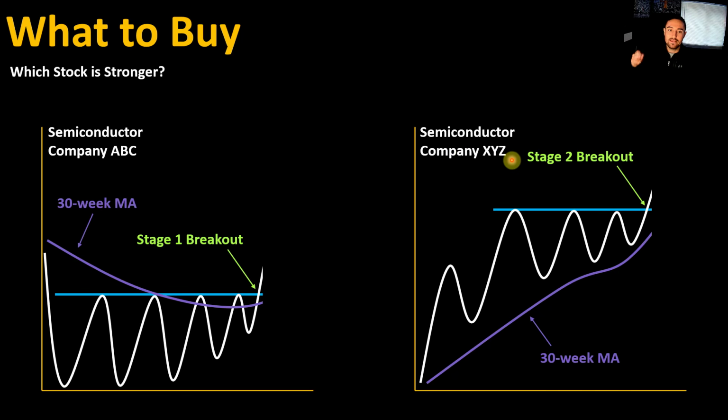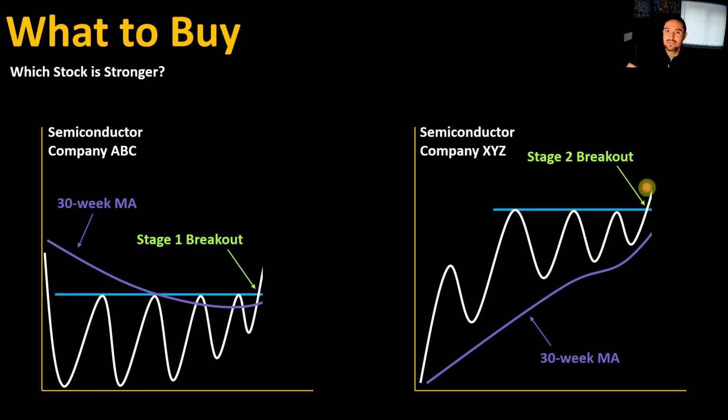Which one technically is stronger? Well, we have company ABC breaking out of this stage 1 base, but we have company XYZ breaking out from this stage 2 base. So which one is stronger? Now this may somewhat depend on if you are a trader or an investor, but relative strength is very important.